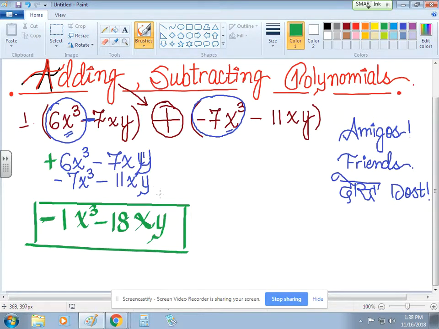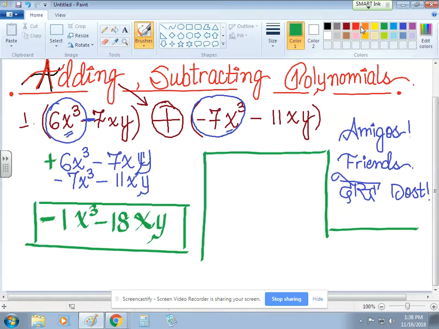I hope it's making some sense to you. Let me know if you understand. Then we are going to try to do another question right here for addition, and I guess I'll make another video for subtracting polynomials because of space here. So let us try doing another question.